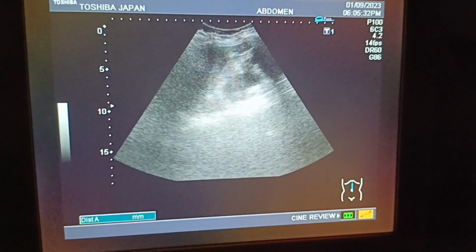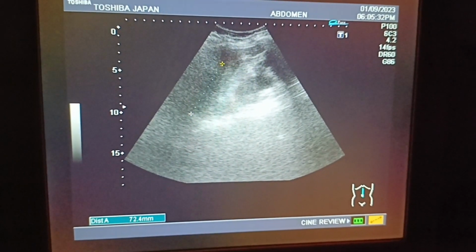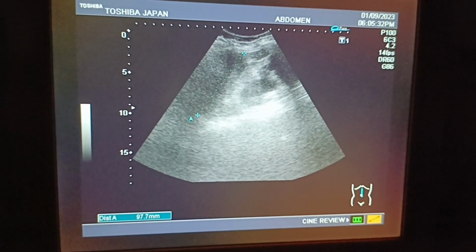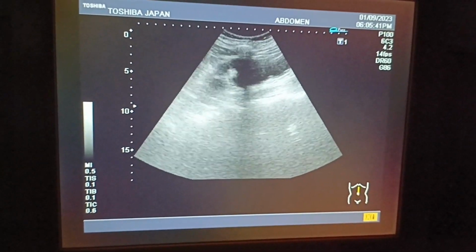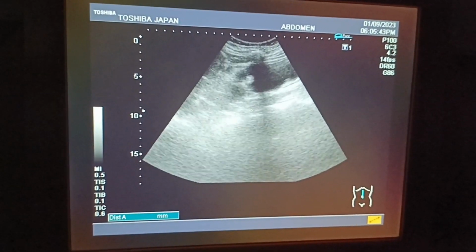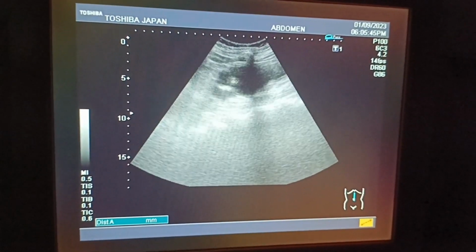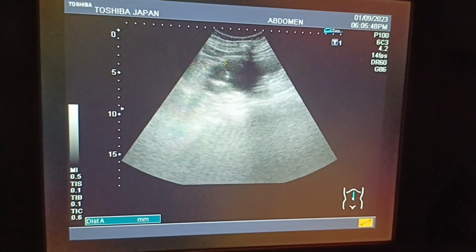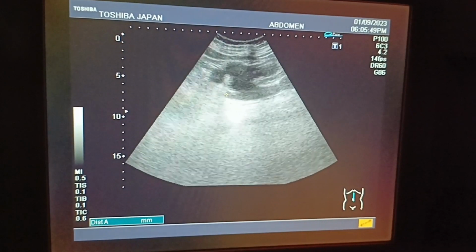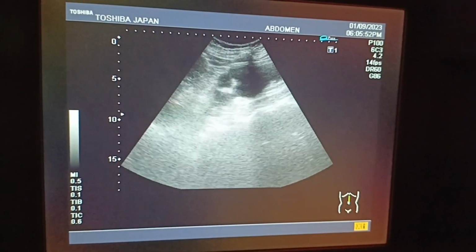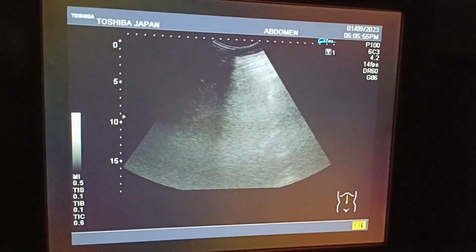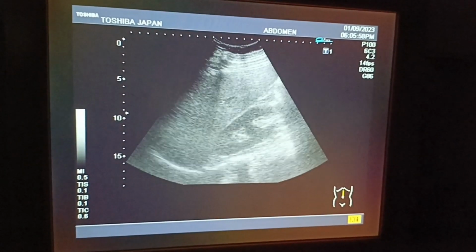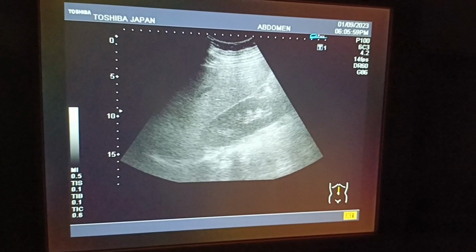Spleen is normal, size is normal. Left kidney is having very little rim of the cortex available. See this cortex. Whole of the kidney is converted into a cystic mass, while the right kidney is normal. Okay.